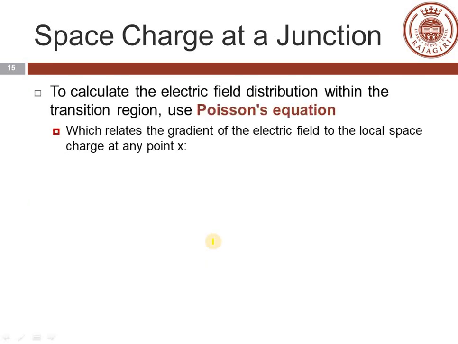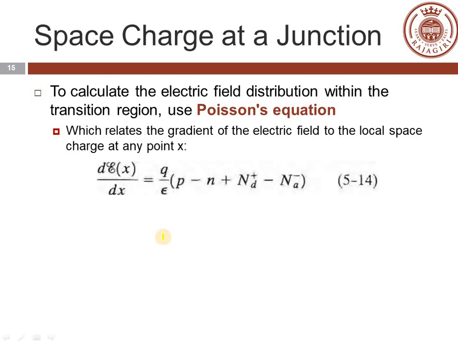Now, to calculate the electric field distribution within the transition region, we will use Poisson's equation. Poisson's equation relates the gradient of the electric field to the local space charge at any point x. We can write the gradient of the electric field, dE/dx, is proportional to the sum of all charges: charges of holes, charges of electrons, charges of donor atoms, charges of acceptor atoms, considering positive or negative charges.